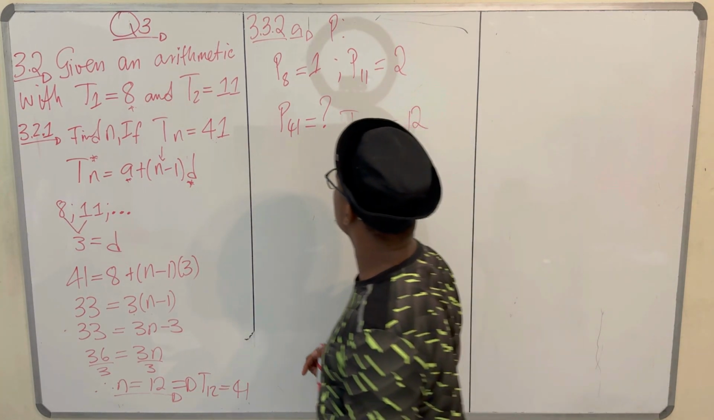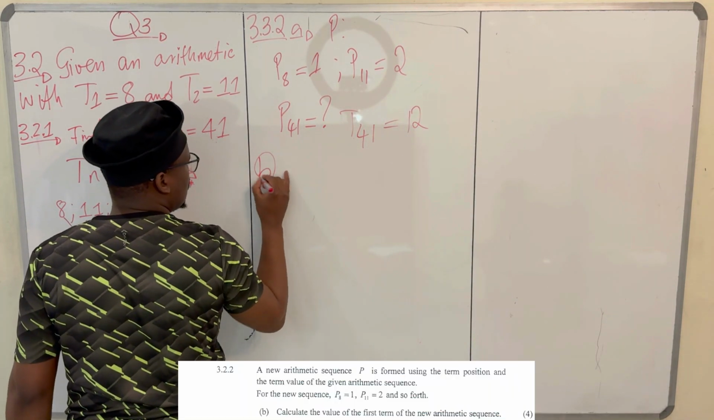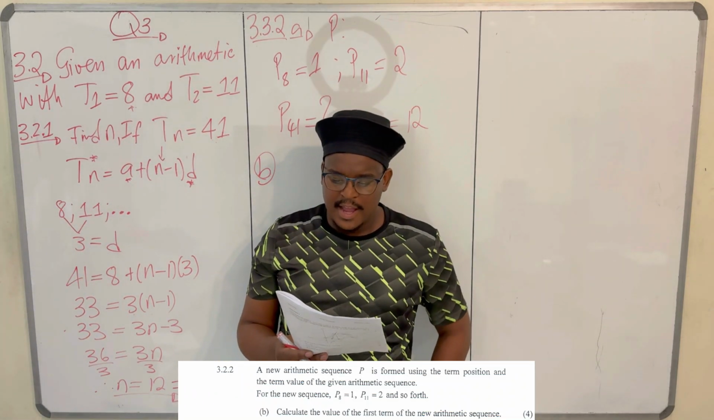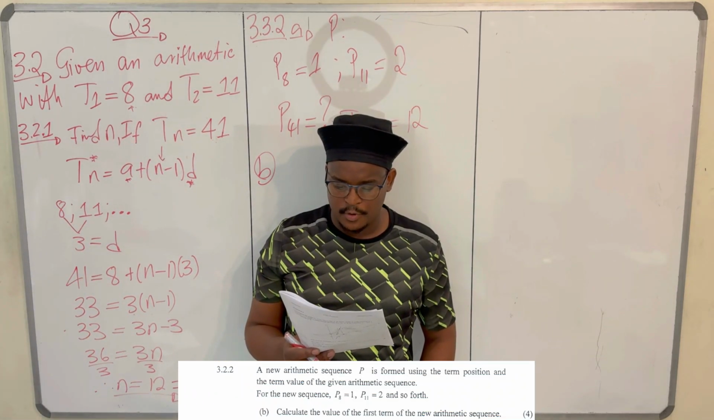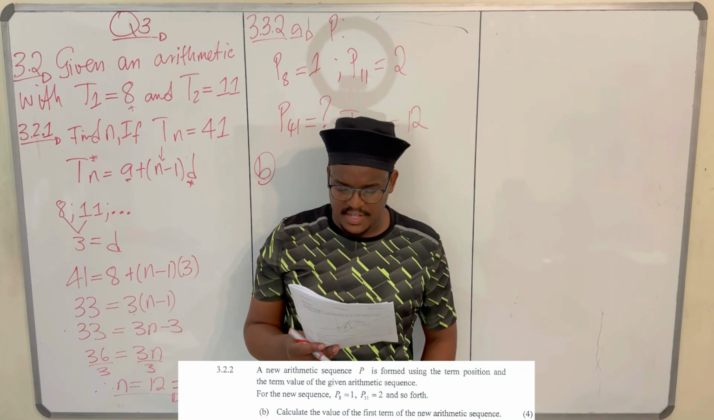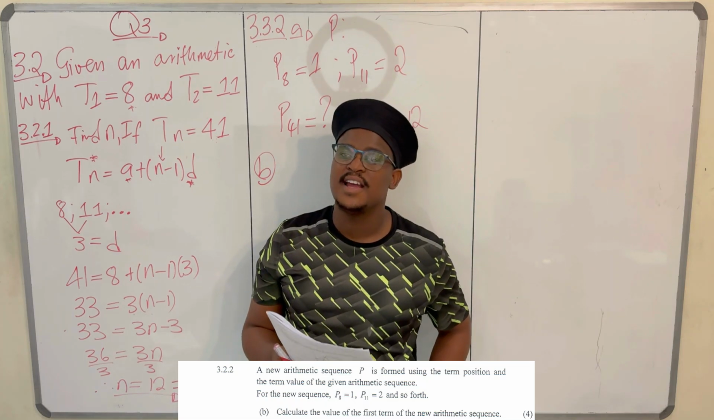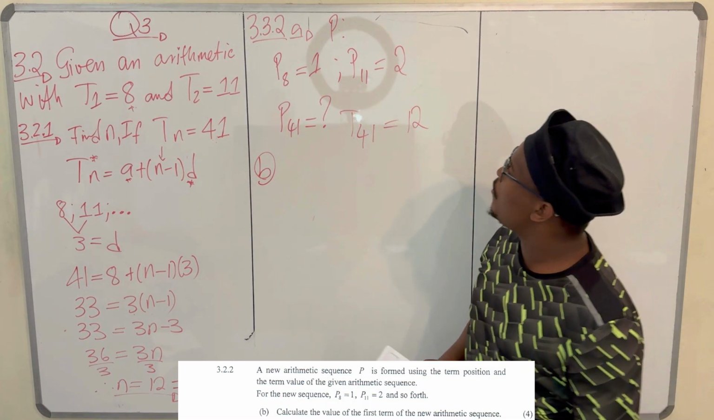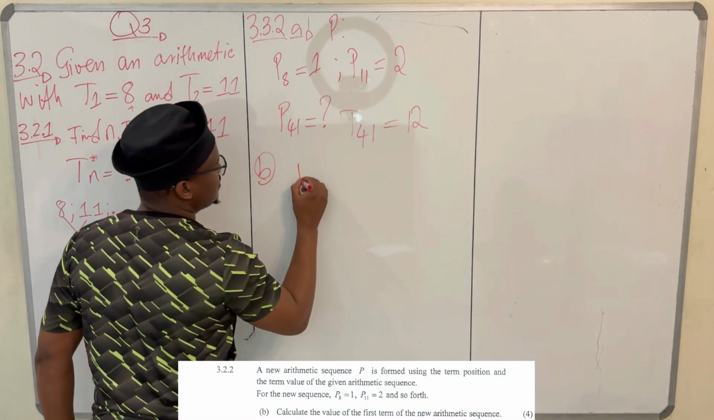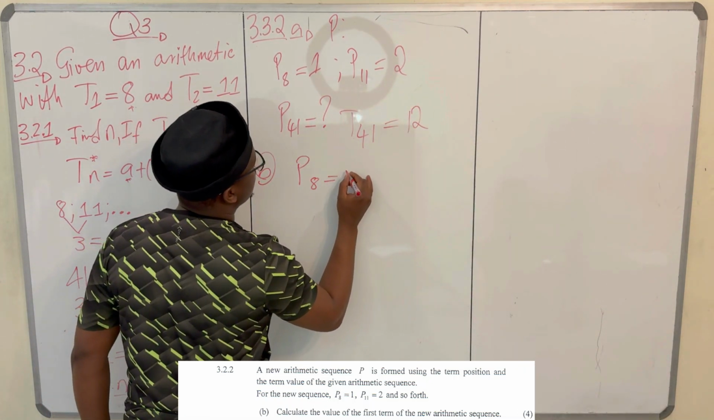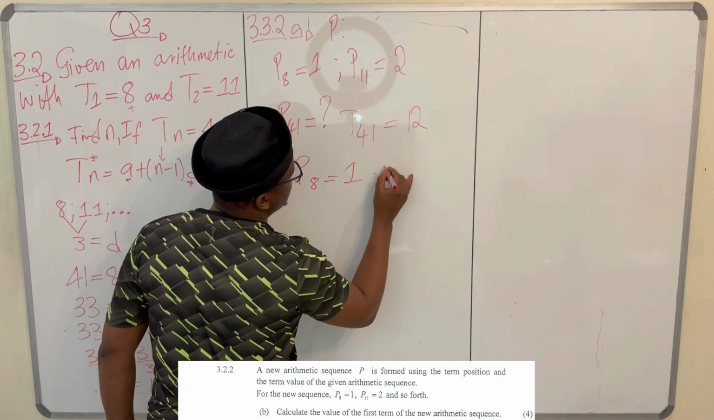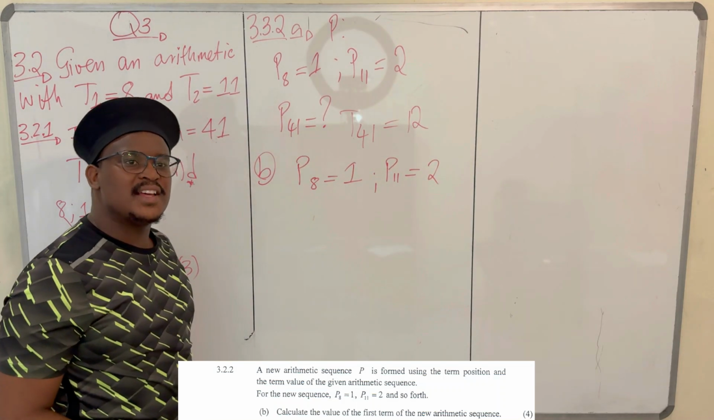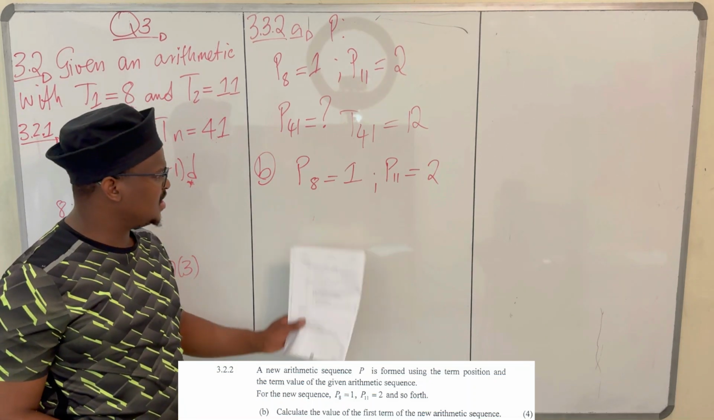So we'll move to the second one, which is B. What are they saying with B? They're saying calculate the value of the first term of the new arithmetic sequence. So they want us to find the first term of our arithmetic sequence. We were given T8 to be 1 and T11 to be 2, and they want the first term of the sequence here.